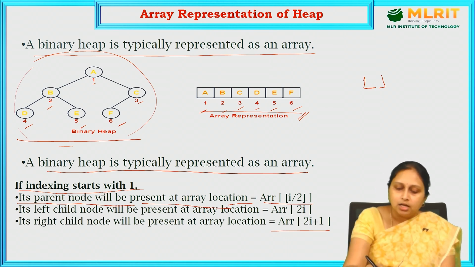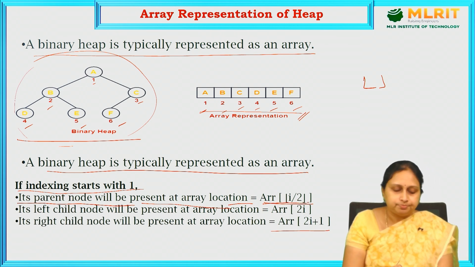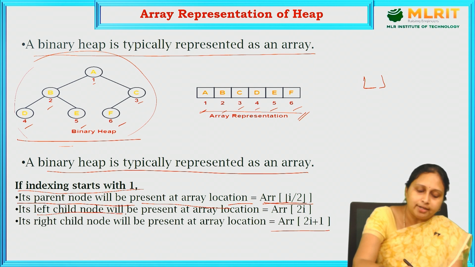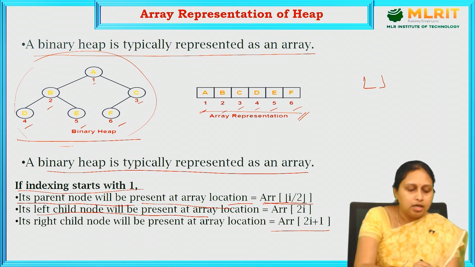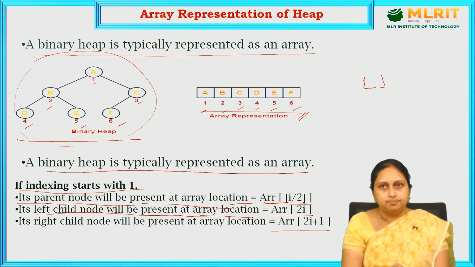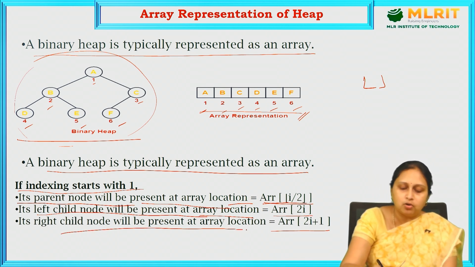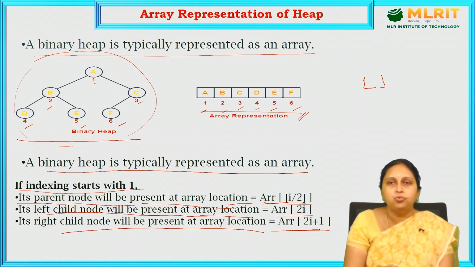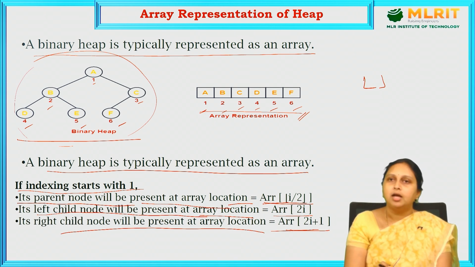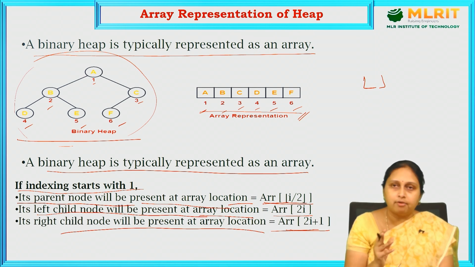Let us see array of I by 2. This will be representing the parent node, and we can find the child node also. Its left child node will be present at array location array of 2i, and the right child node will also be present at array of 2i plus 1. Let us take some example here, and based on that you could understand how we can identify where is our parent node, where is our left child node and right child node also.